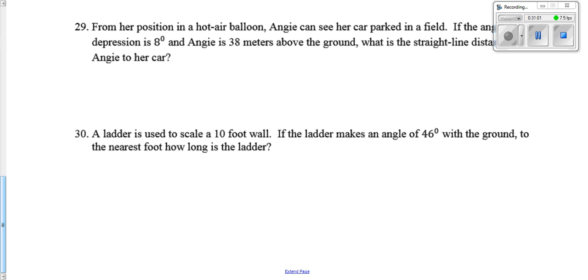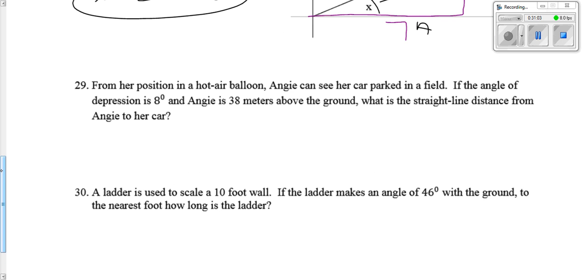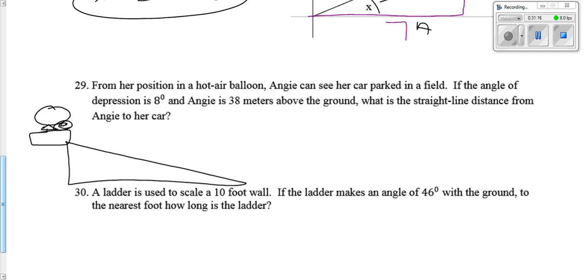29. Draw the triangle from her position in a hot air balloon. Angie sees her car parked in the field. The angle of depression is 8 degrees. Angie's 38 meters above the ground. What's the straight line distance from Angie to her car? So we're looking for this. Well, we know that these two angles are congruent, so that's also 8 degrees.